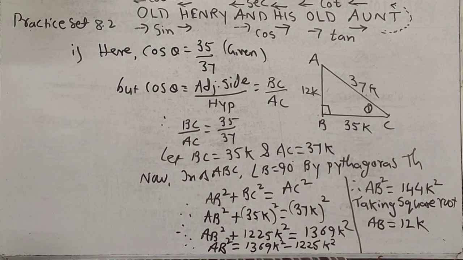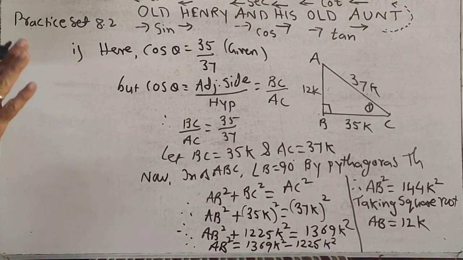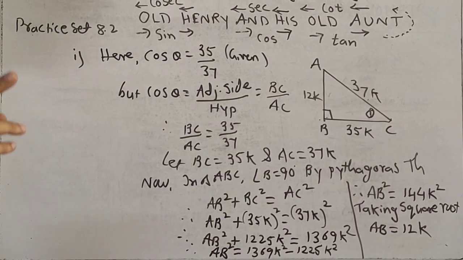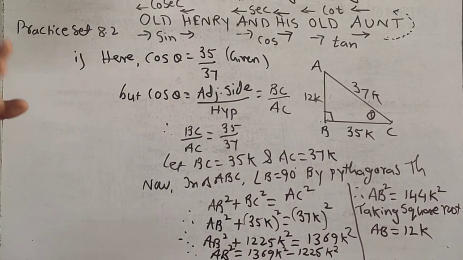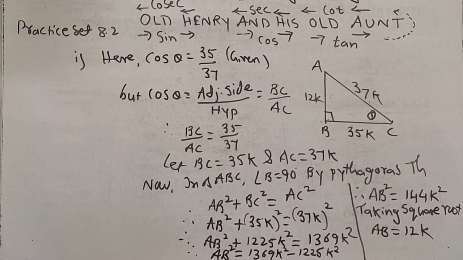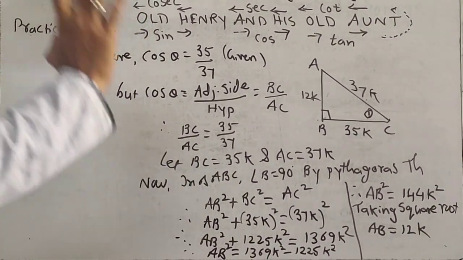Okay. AB you got 12k. Now we want the value of sin theta and tan theta. Please copy down this.